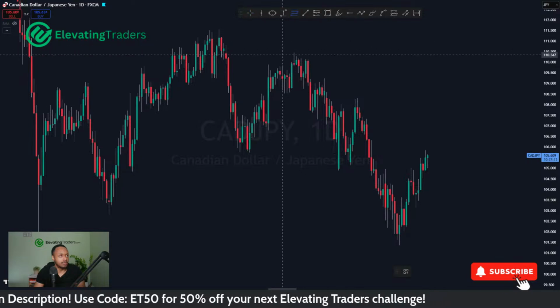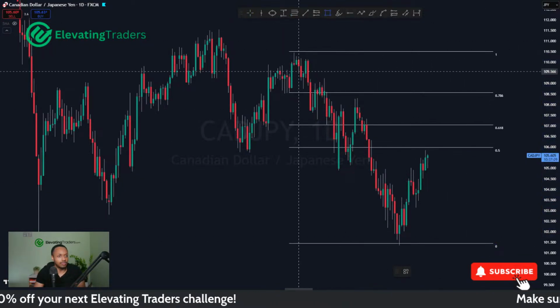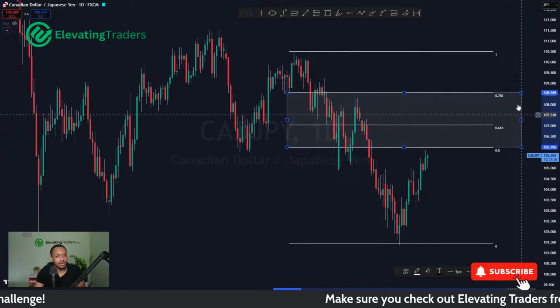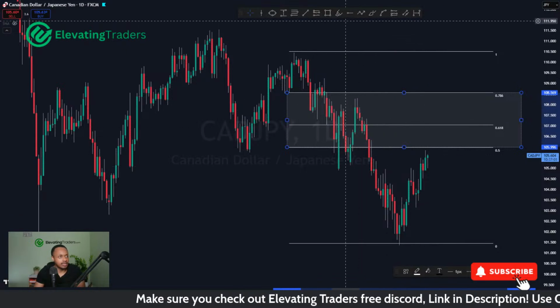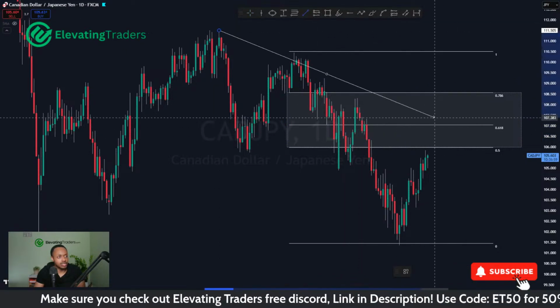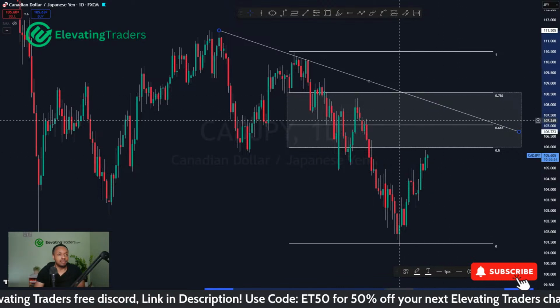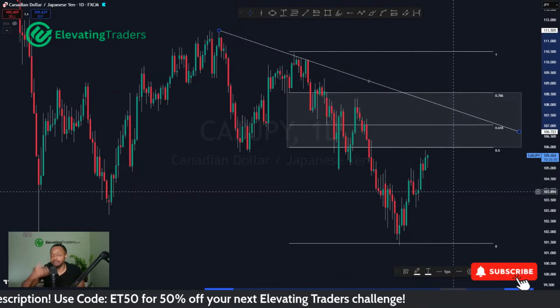If I whip out the old fib from the high to the low, anywhere between the 0.5, 0.618, even the 0.786, anywhere in here, I'm looking for potentially a lower high to form. Again, there's a trend line here which price may push into and test as well. So we might even see a much deeper pullback. But anywhere in here, I think a lower high could form for CAD yen. In the meantime, buys do look good.